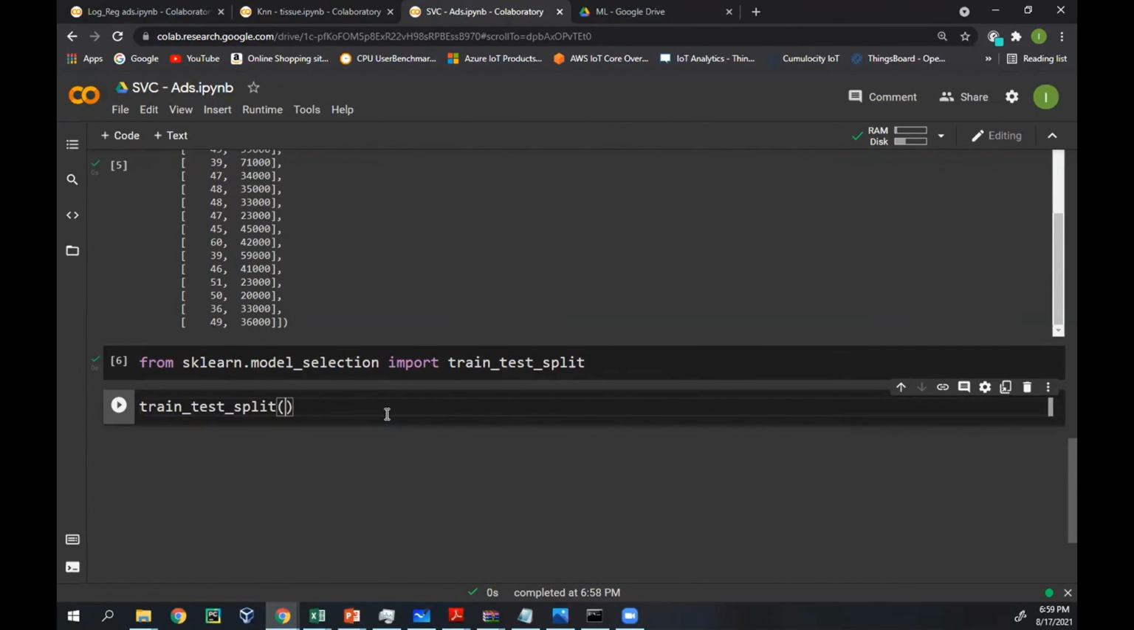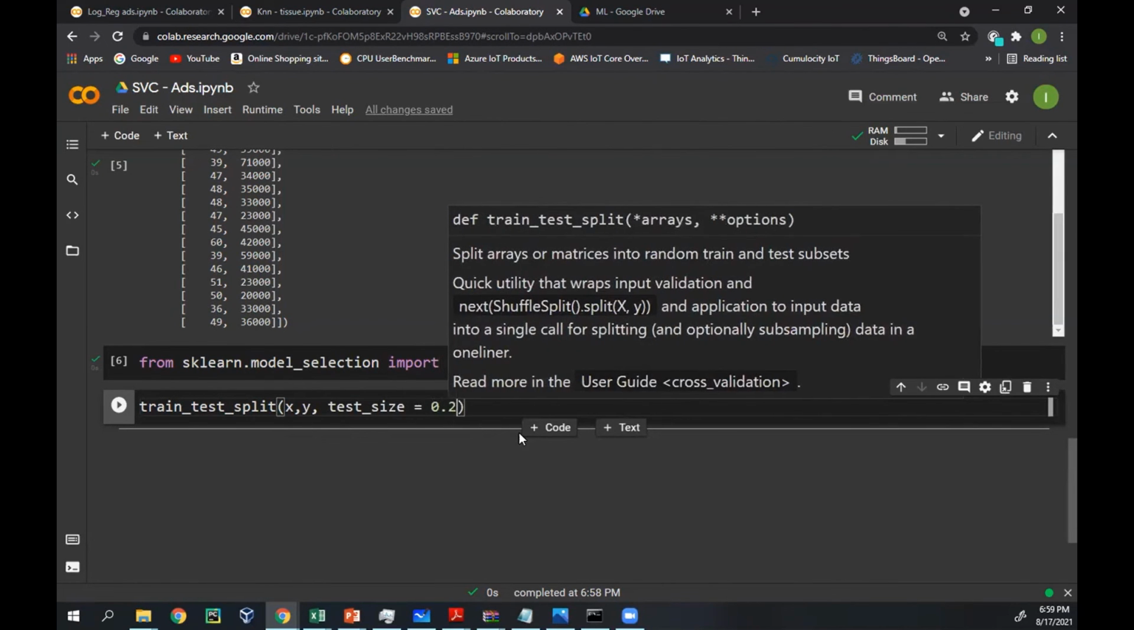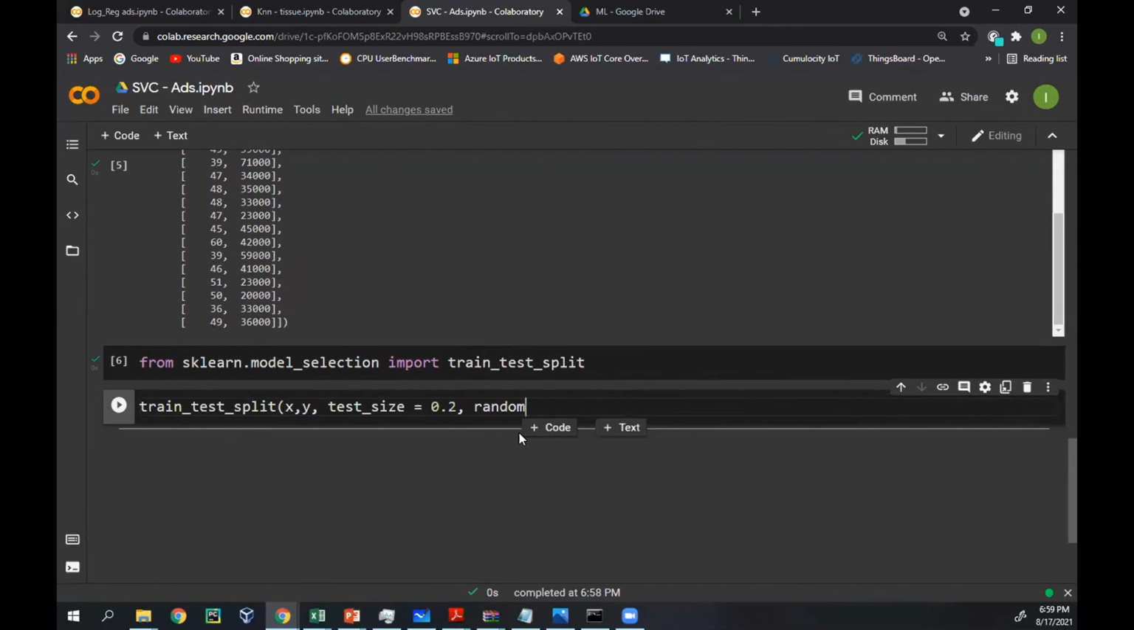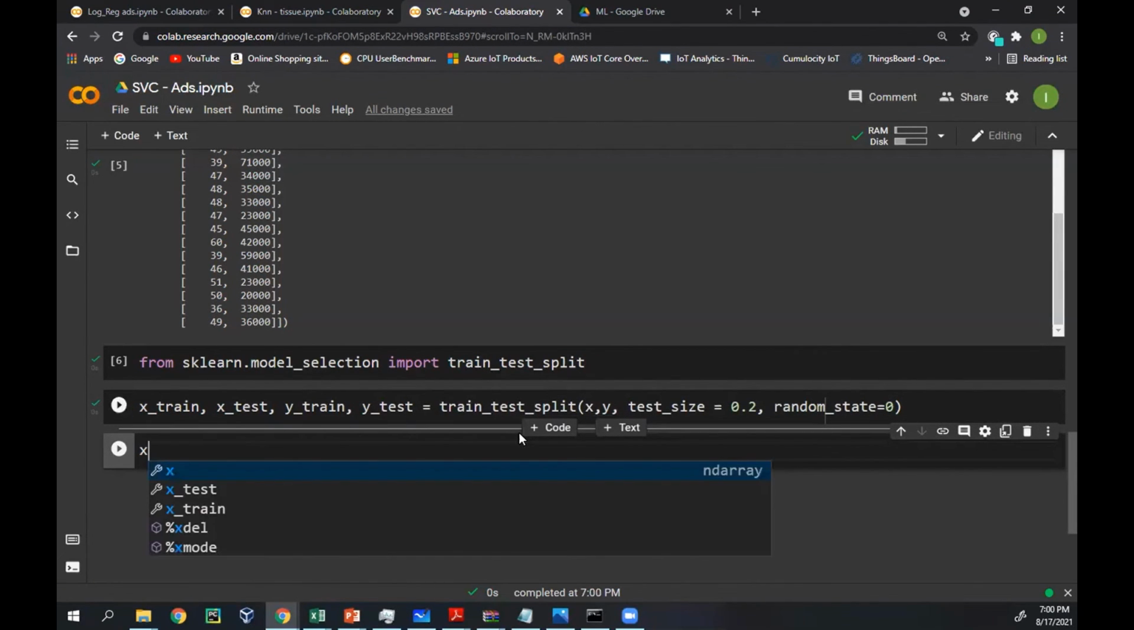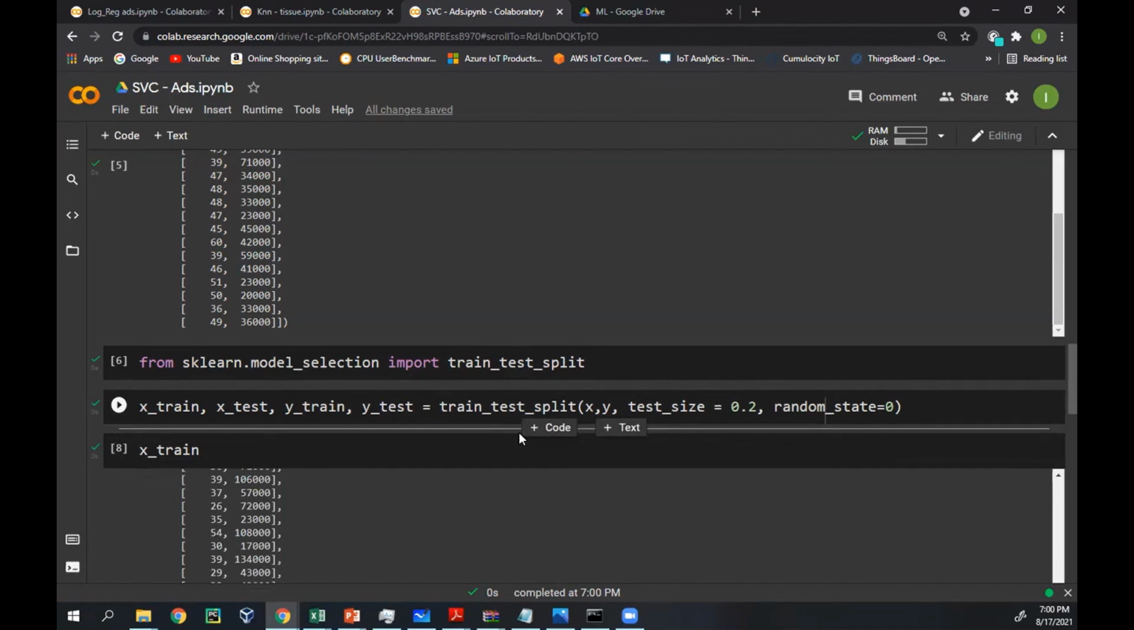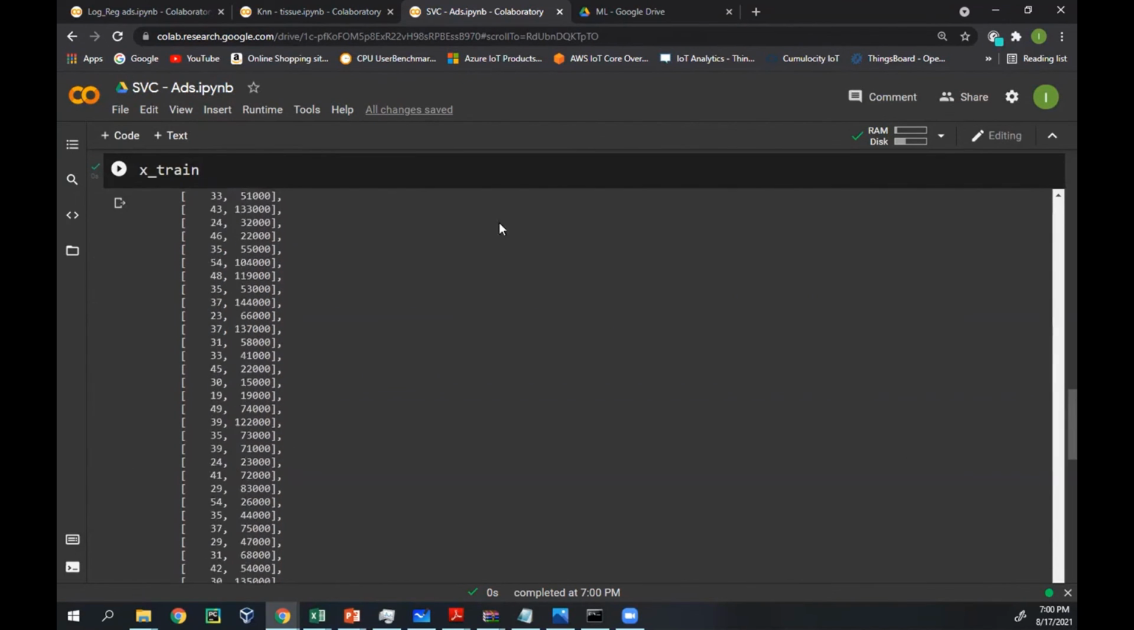So basically, train_test_split: you've got X, you've got Y, and then the test size. Test size again 20% maybe, it's up to you. And then random state, if you're going with random_state equal to 0. And then the next thing we need to do is X_train, X_test, y_train, y_test. Okay, so this is the data we have. We have divided our data properly.